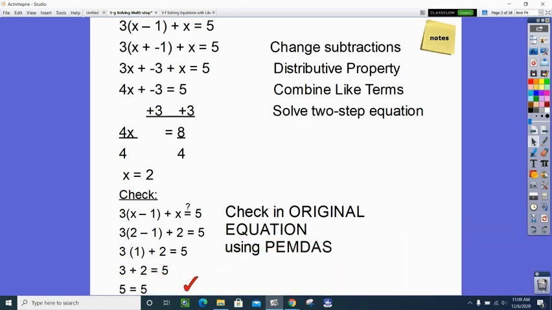Mrs. Woodruff, why don't we use distributive property in the check? I'm going to be honest, if you mess it up here, it's very likely you're going to mess it up down here, and you won't catch a mistake. So if you always use your order of operations in the check, you're doing something different to kind of check what you did up above.